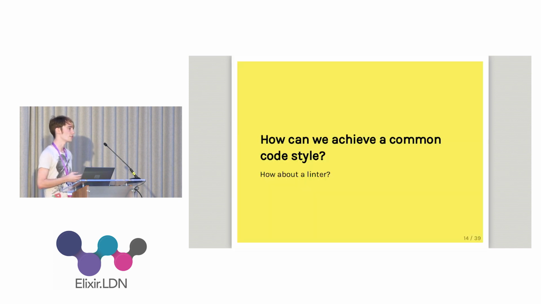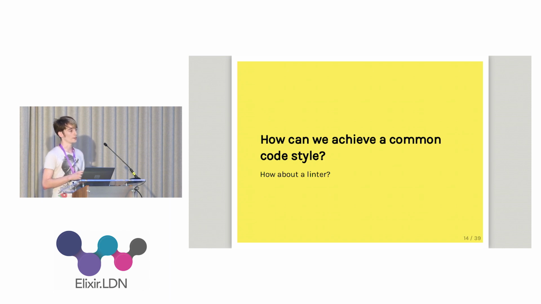So how can we achieve a common code style? How can we make sure that when we've got multiple developers in one project, they all end up producing the same thing, structuring everything the same way? One thing we could do is use a linter. Linters are programs that inspect the style of your code and report back any style violations you might have written. A few years back, I wanted this for Elixir, so I wrote one called Dogma, and shortly afterwards another one popped up called Credo.